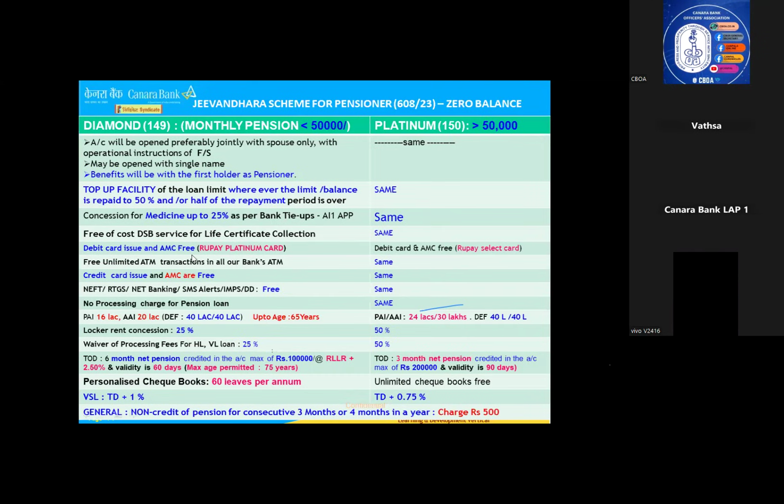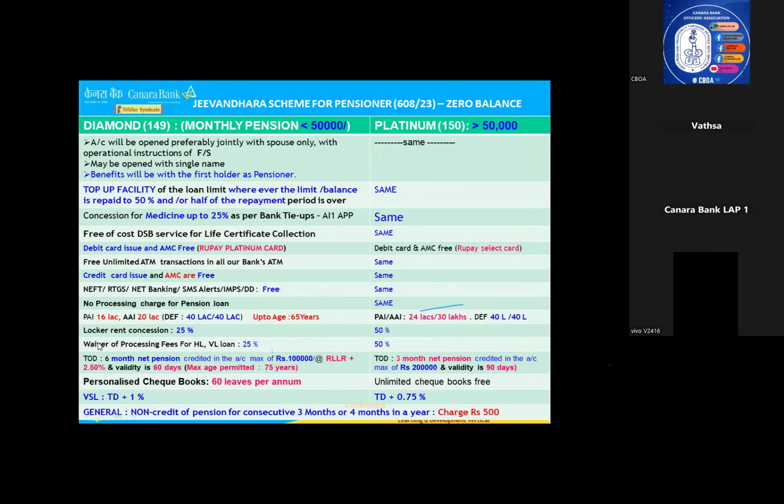Then debit card issue and AMC are free. It is common for both categories. Free unlimited ATM transactions in all our bank ATMs for both categories. Credit card issue and AMC are free. Debit card is free. Credit card is free. NEFT, RTGS, net banking, SMS, IMPS, DD, everything is free. No processing charges for pension loan. And accidental insurance is 16 and 20 lakhs up to the age of 65 years in case of diamond, and in case of platinum, it is 24 and 30 lakhs. The difference is 40 lakhs.